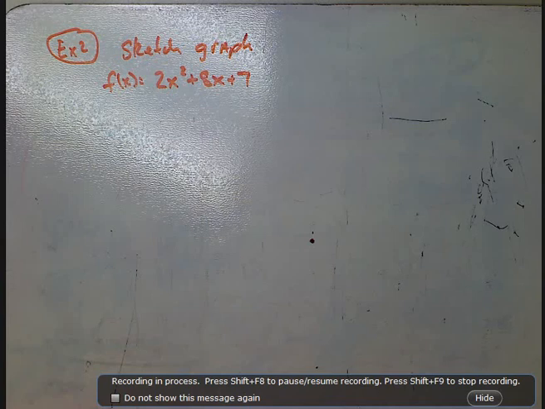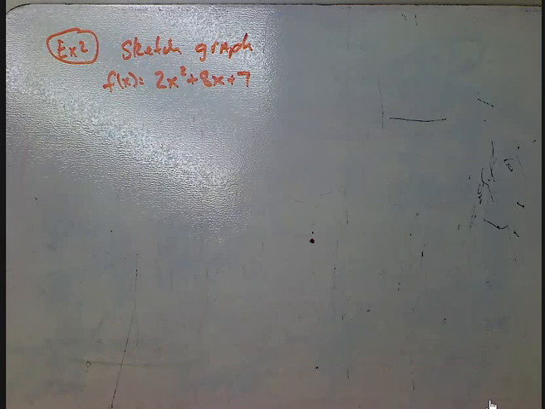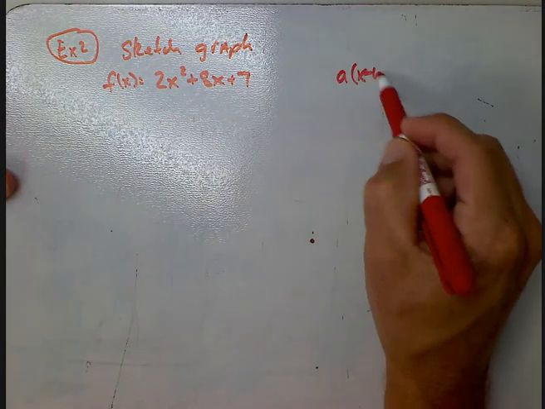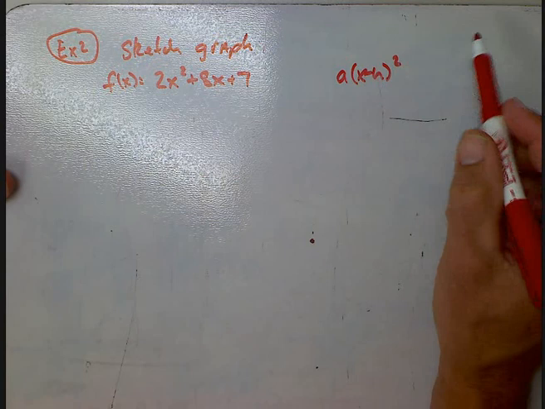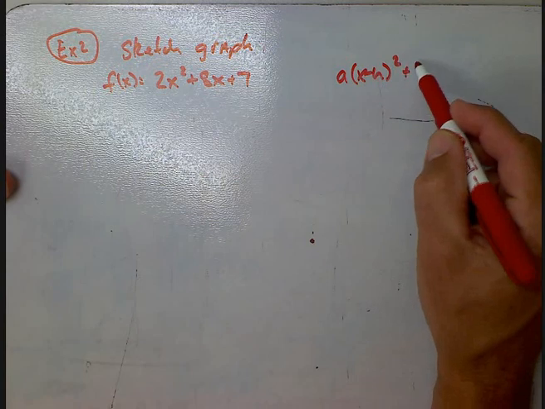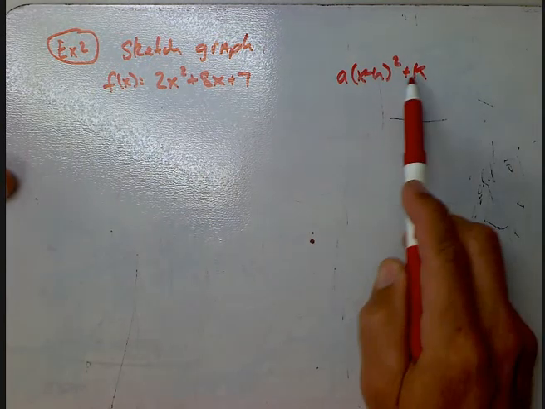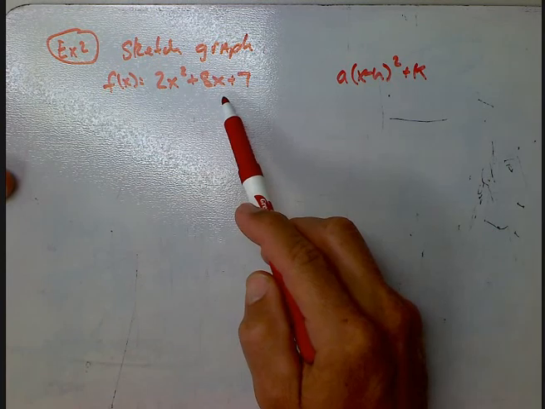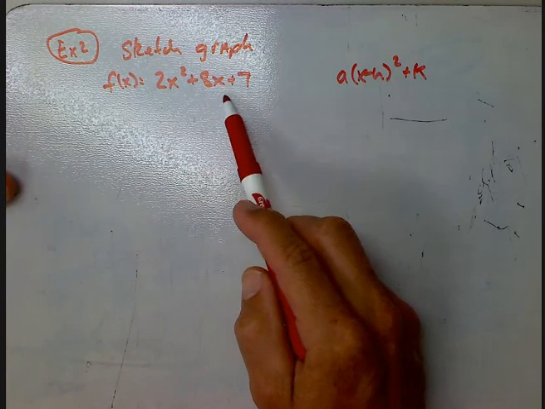Okay, for example 2, it tells us to sketch a graph of 2x squared plus 8x plus 7. It doesn't quite look like the form it did before, so we need to change this to look like a times x minus h quantity squared plus k. This is the form we're used to when we sketch our graphs. So the question is, how can I change this to look like this?